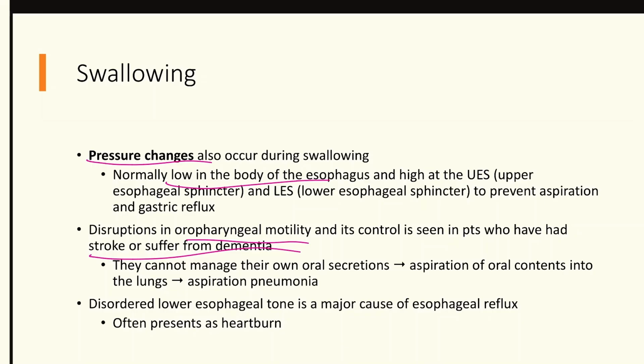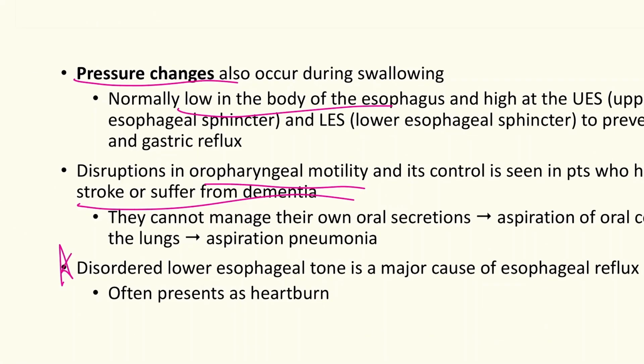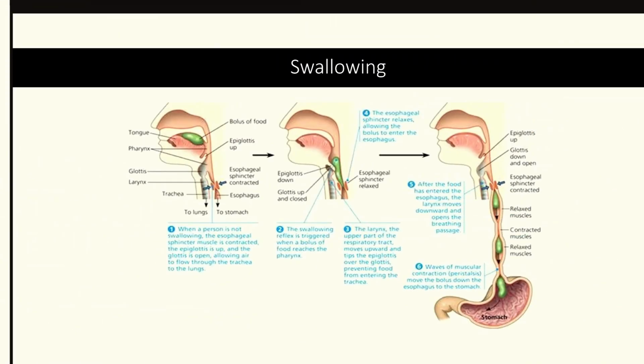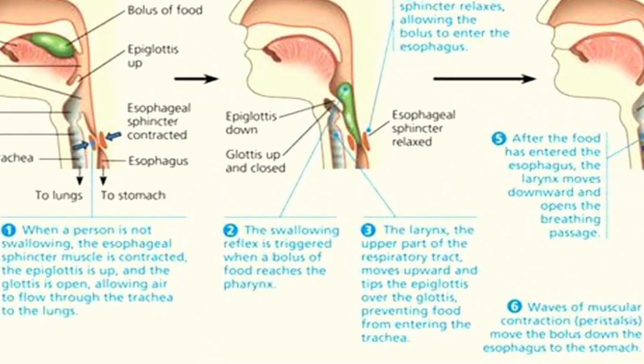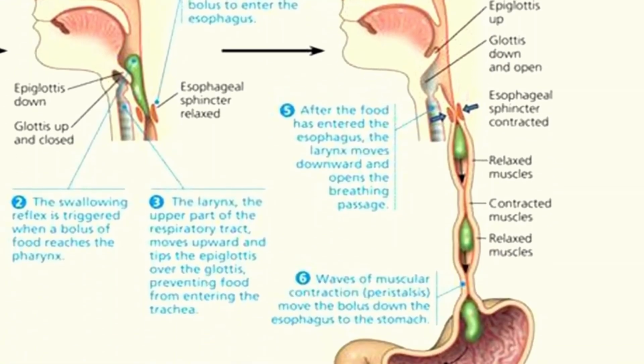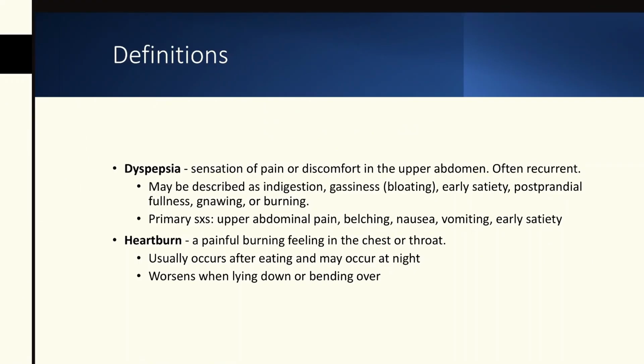This bottom part is really the key part here. Disordered lower esophageal tone is the problem. That lower esophageal sphincter loses its tone, so it becomes weaker. As it becomes weak, contents can start to creep up into the esophagus. And this just shows, again, the peristaltic waves that go to move the food bolus down into the stomach so that we can start to digest it.